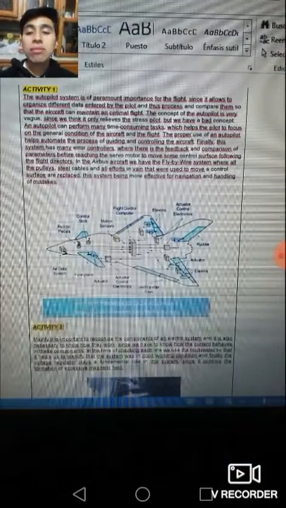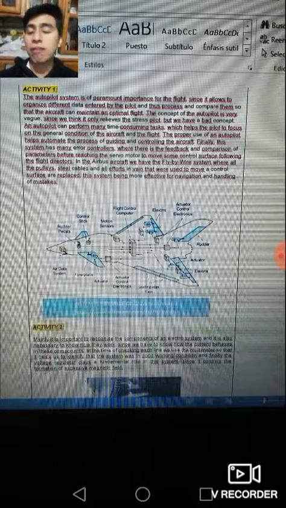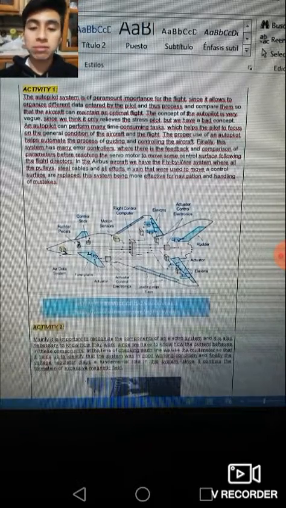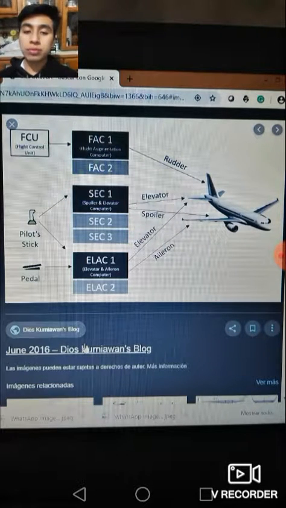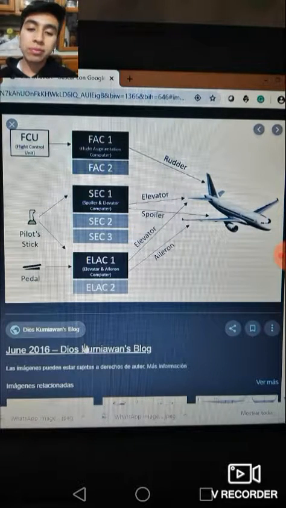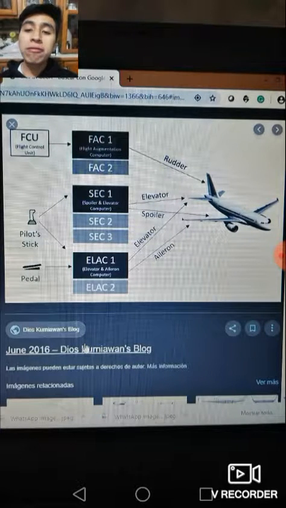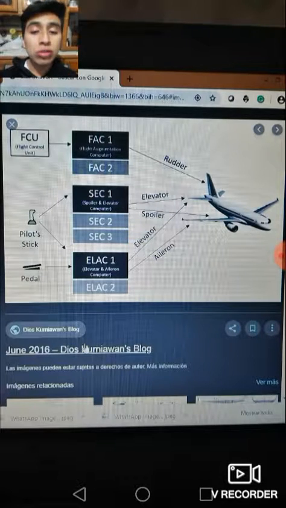And then the aircraft system has different computers about the autopilot, about the electrical system, in different ways, something like that. Finally, for my display, it is necessary to mention the FCU. The flight control unit has different computers. For example, the FAC is a computer to control the rudder. It is in relation to the autopilot.